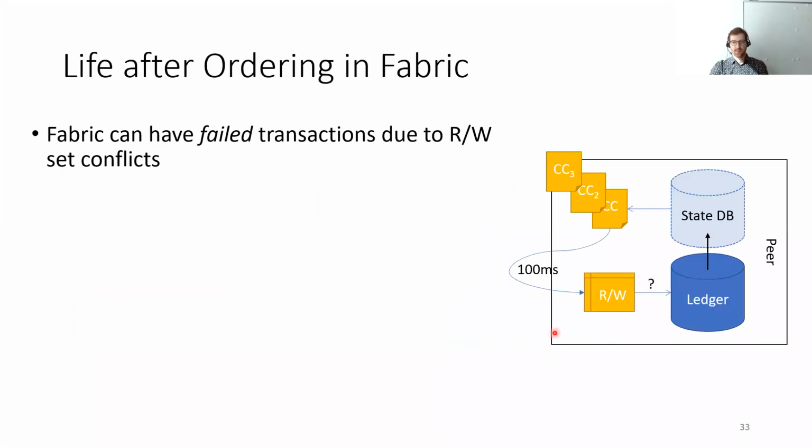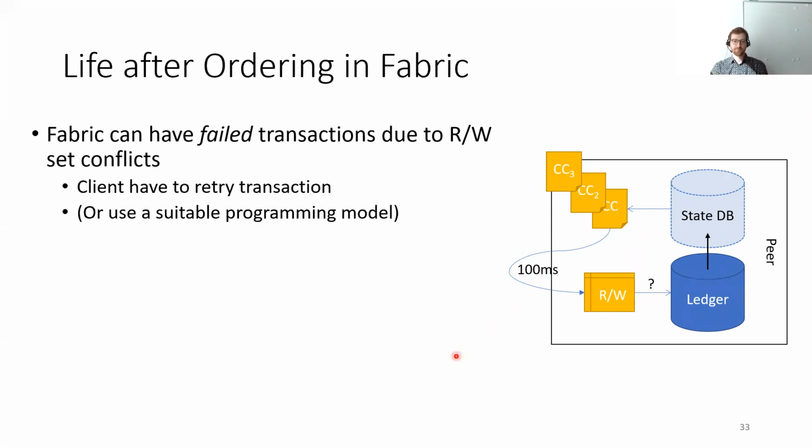And as I mentioned, the problem is that in Fabric and similar execute order validate systems, you are endorsing smart contracts on this materialized view, but then it will take perhaps hundreds of milliseconds until you get the ordering done and you record the results of these transactions in the ledger. So you can imagine if you have something like a read, modify, write pattern, then you can have transactions that fail because by the time they are recorded in the ledger, the state itself has changed, and this read-write set will not match, will not be compatible with the state of the ledger. So what most systems do is basically retry transactions.